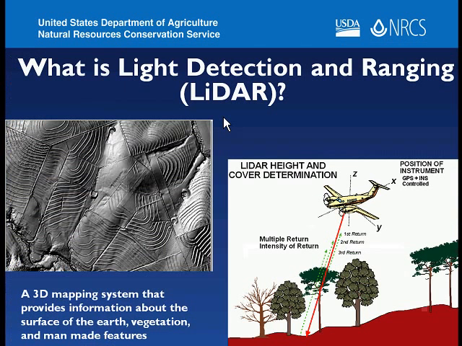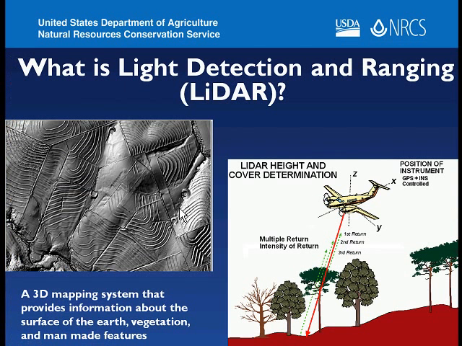What is LiDAR? LiDAR is light detection and ranging. It is a 3D mapping system that provides information about the surface of the earth, vegetation, and man-made features. On the left here, we see some farm field boundaries, which are these really nice straight lines, and these nice smooth lines that mimic the slope of the land are actually terraces, and then these areas here are water bodies. So they call this a shaded relief product, and that is a derivative of LiDAR.